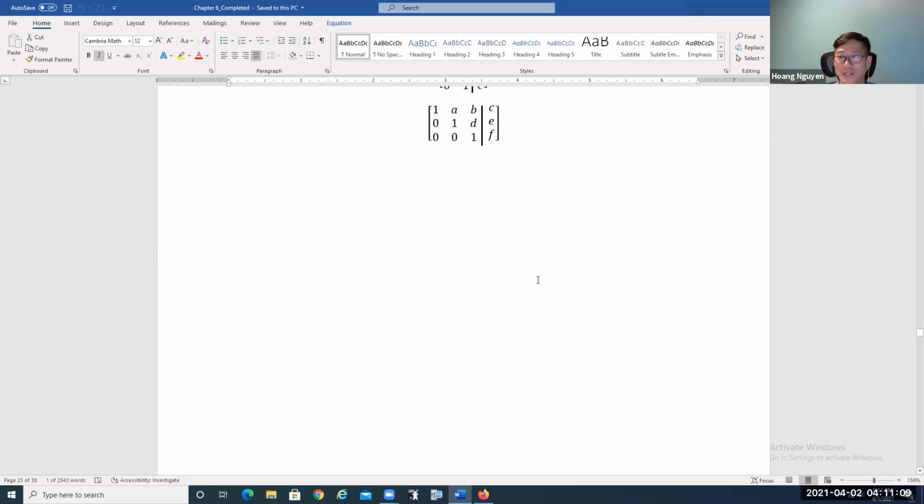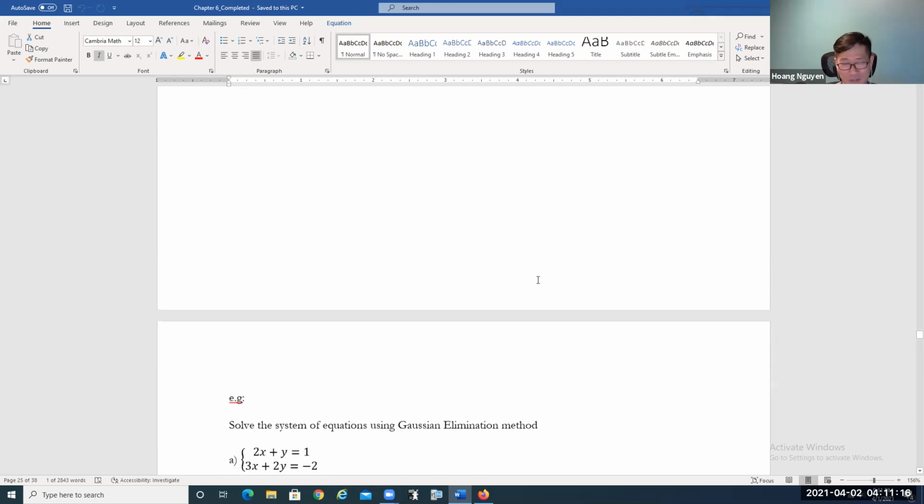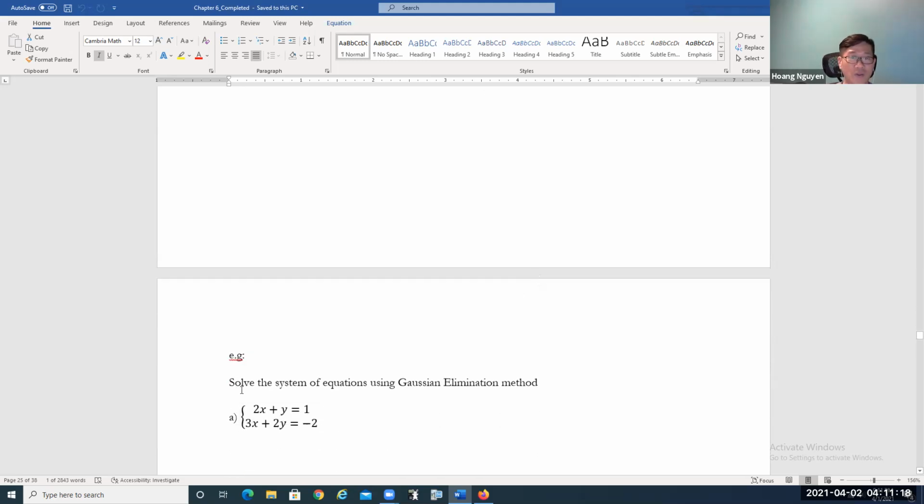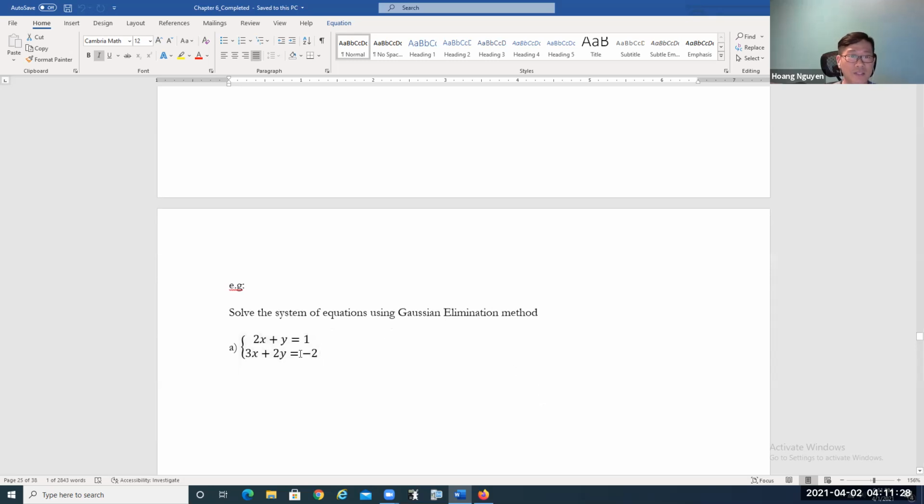Okay, so now let's try some practice questions. We're gonna try with 2 equations, 2 variables, right? We're gonna try with the small matrix first, okay? So solve the following system of equations using Gaussian elimination, or using the Gaussian elimination matrix. We are given this system of equations: 2x plus y equals 1, and 3x plus 2y equals -2.